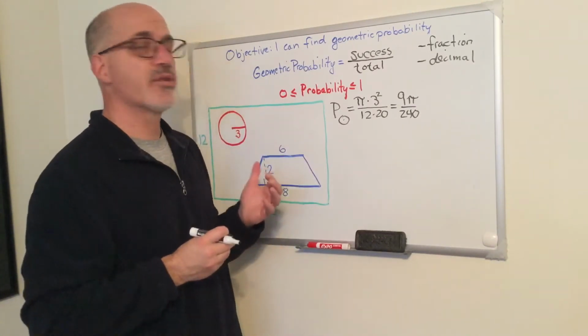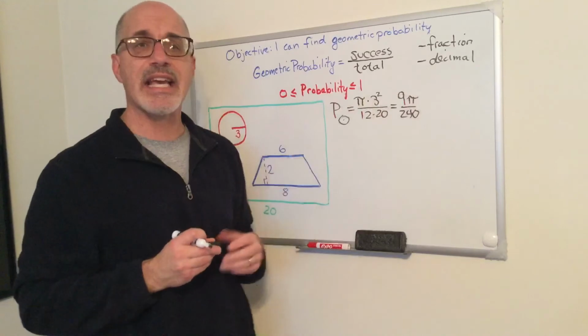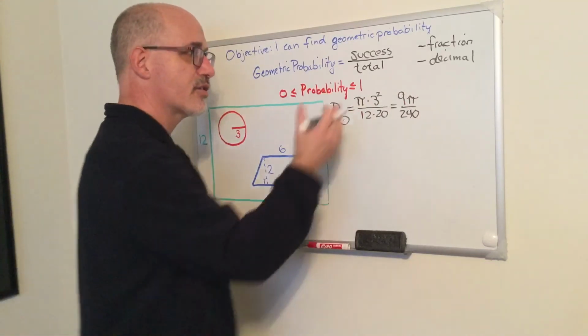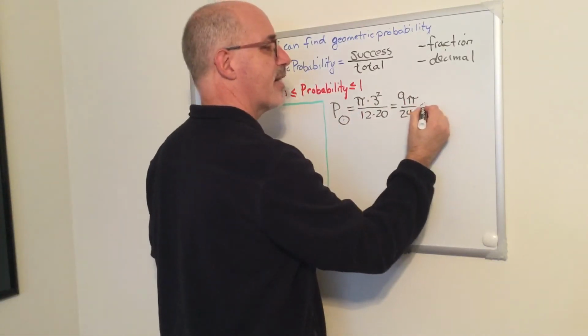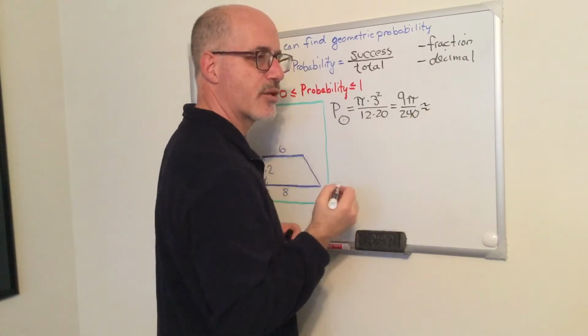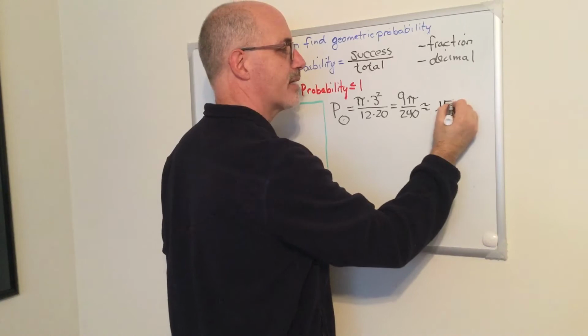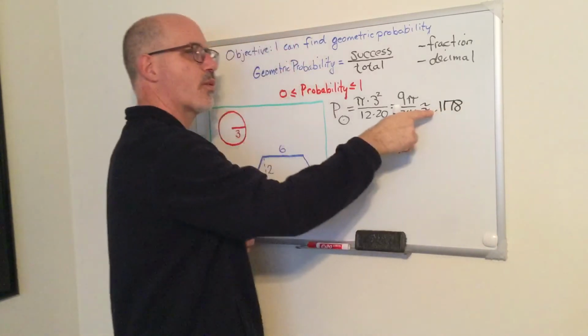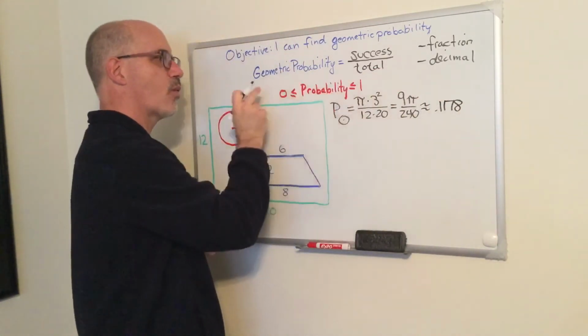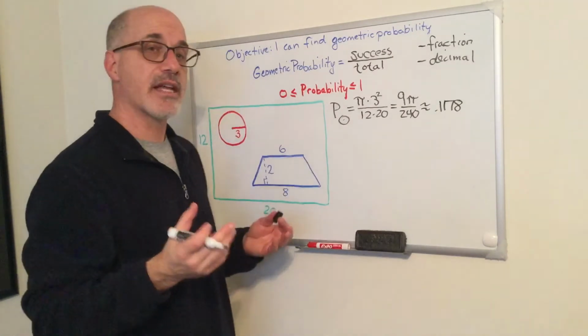But what we're going to do is list it as a decimal. In that case, we're going to give an approximation. So we're going to do 9 pi divided by 240, and we get 0.1178. Notice 0.1178 is between 1 and 0 as a decimal.